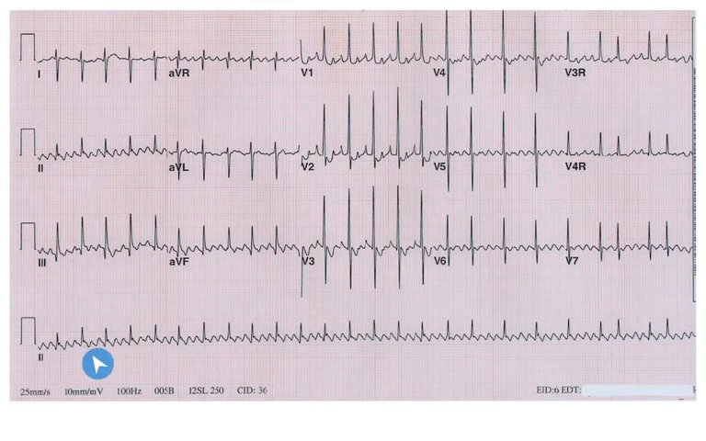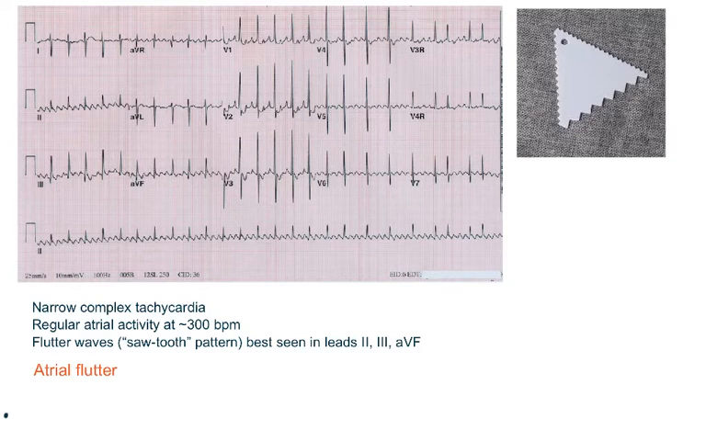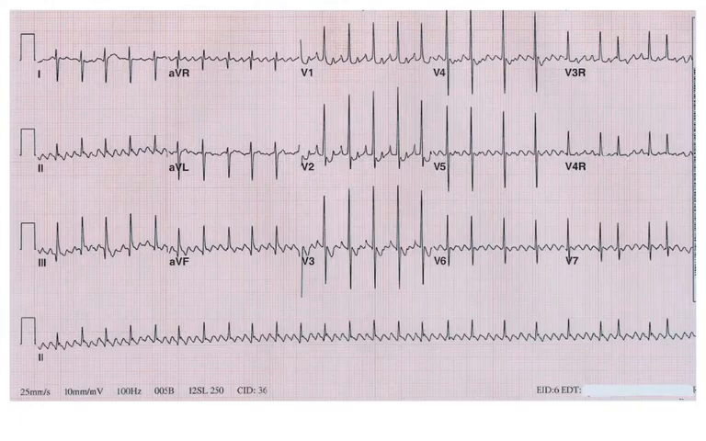Again, you can see that it is tachycardia with narrow QRS complexes. So it is a narrow complex tachycardia. The rhythm looks regular. And these waves, which are in between each QRS complex, are called flutter waves or sawtooth appearance, which is best seen in leads 2, 3, and AVF. So this is basically an ECG of atrial flutter.